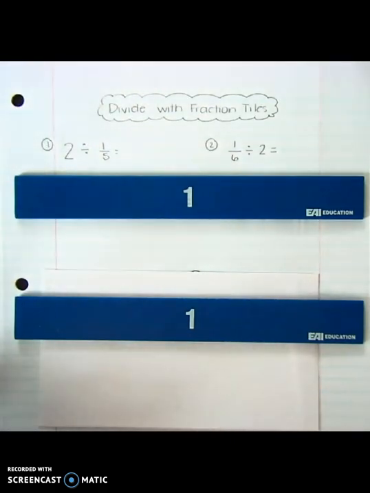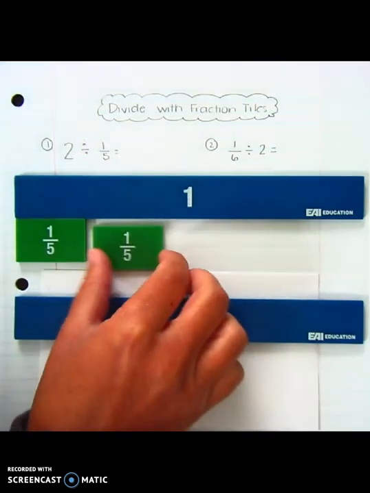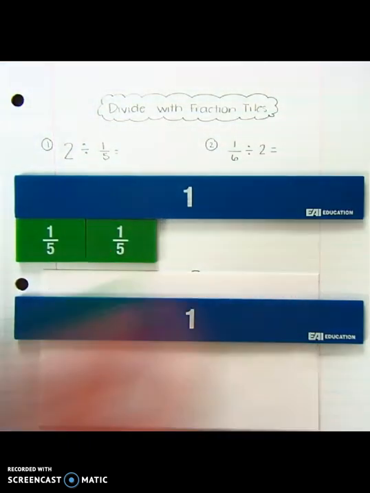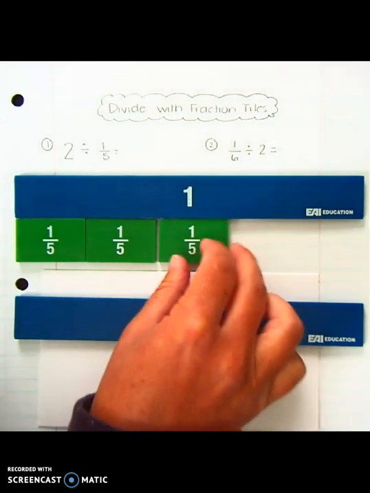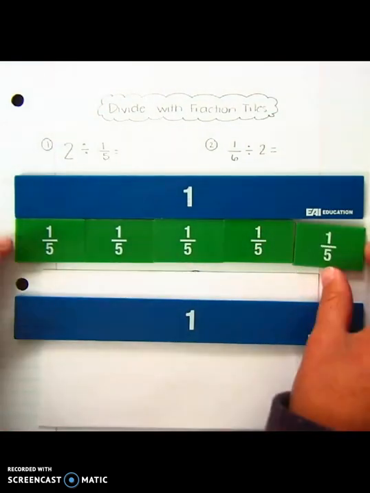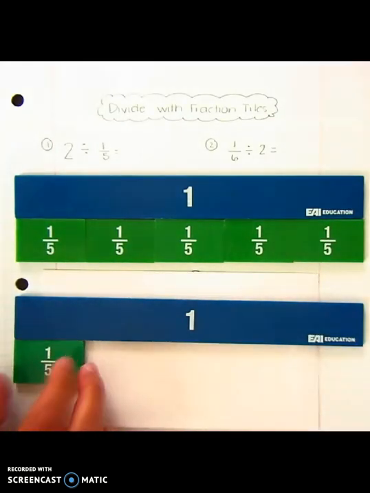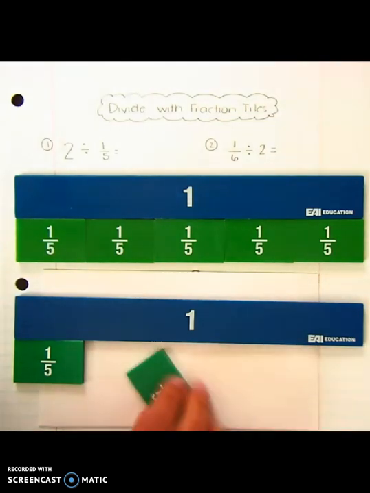So that means I need to split them up into groups of 1/5. So I'll line up my 1/5 green fraction tiles underneath each fraction bar to find exactly how many groups there are in those 2 whole fraction bars.